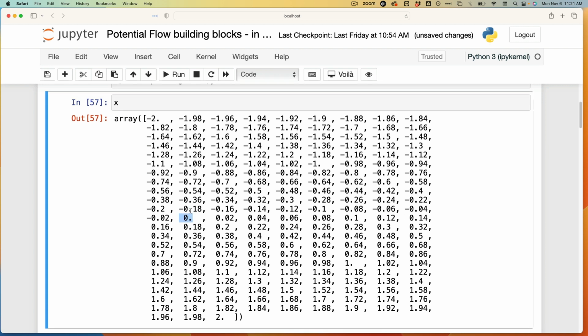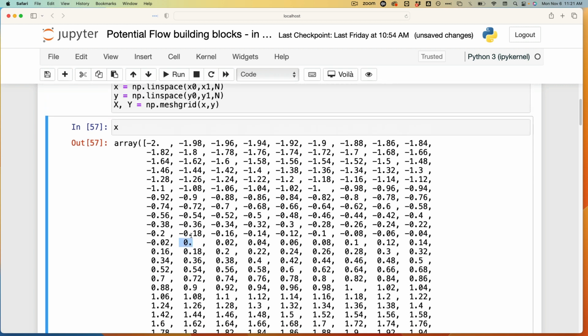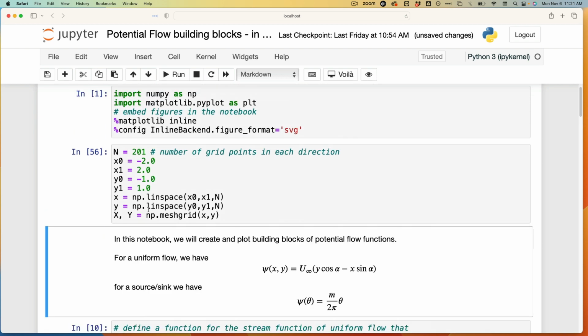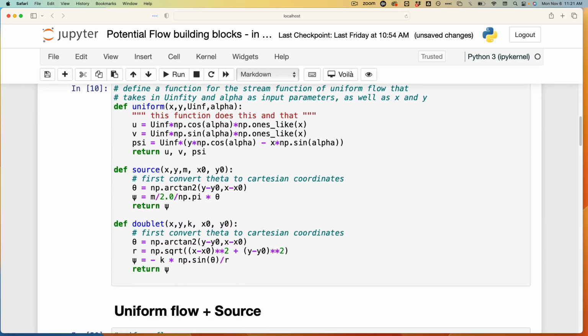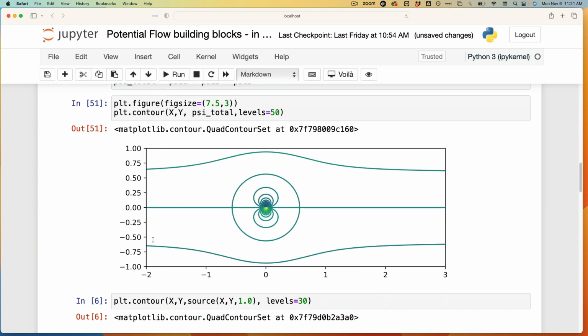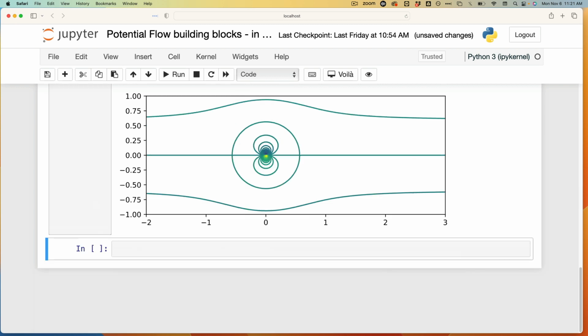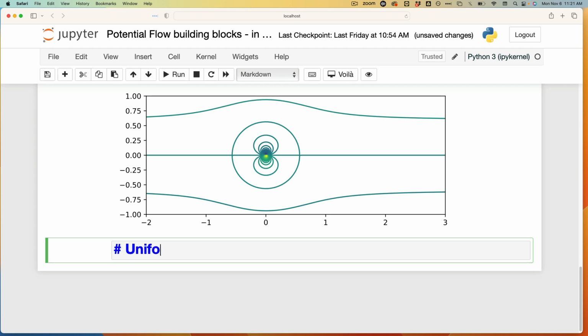Okay, the reason I changed the number of points is because I want Python to evaluate at r equals 0, so that it gives me that warning. Okay, let me show you. So now we have a doublet. We don't need sink and source together anymore. I'm going to kill all of those, and I'm going to make this a text: uniform flow plus doublet.